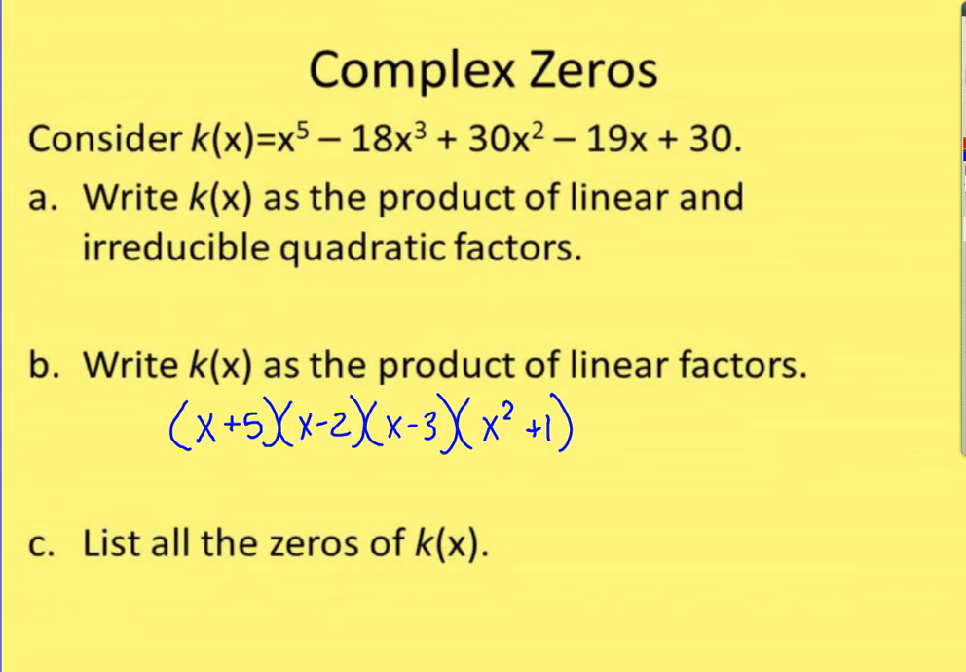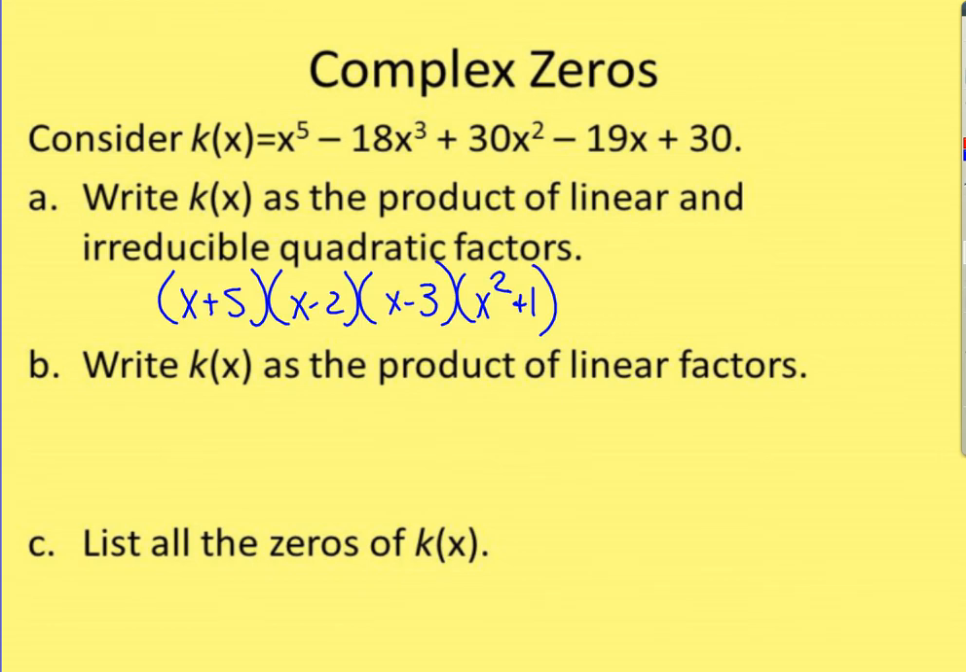Now x squared plus 1 cannot be factored down any farther, because that will give us imaginary numbers, because it will be taking the square root of a negative value, which we cannot do in the real numbers. So this is the product of the linear factors. Sorry, that's for part A. Let me move that up there. So that is your product of linear and irreducible quadratic factors.